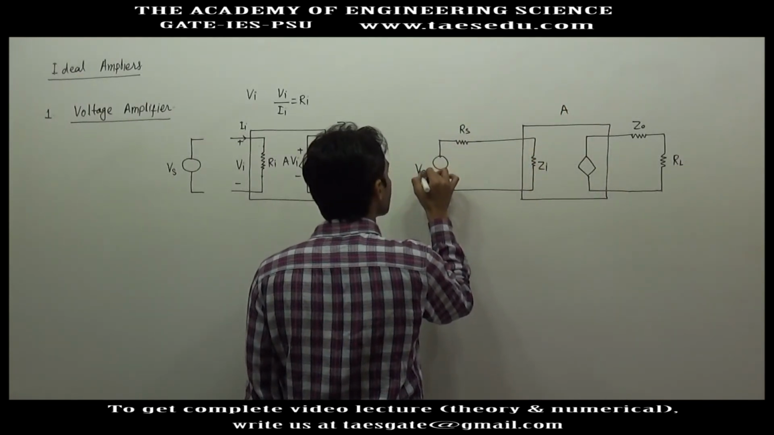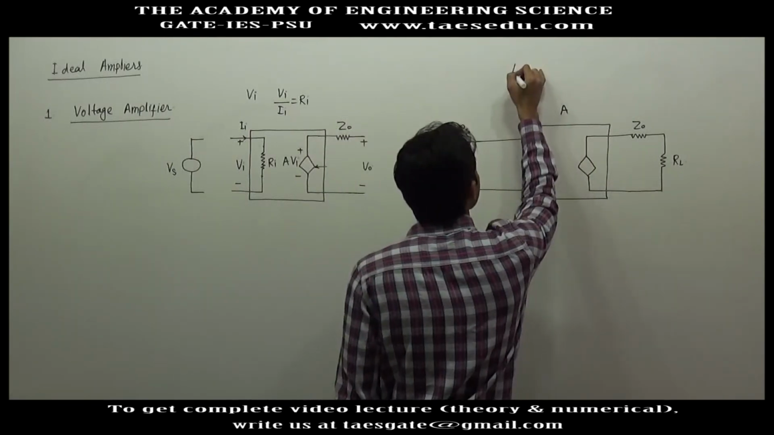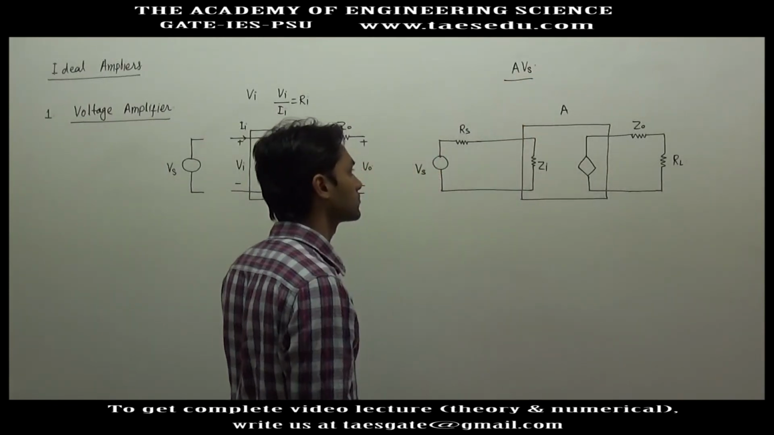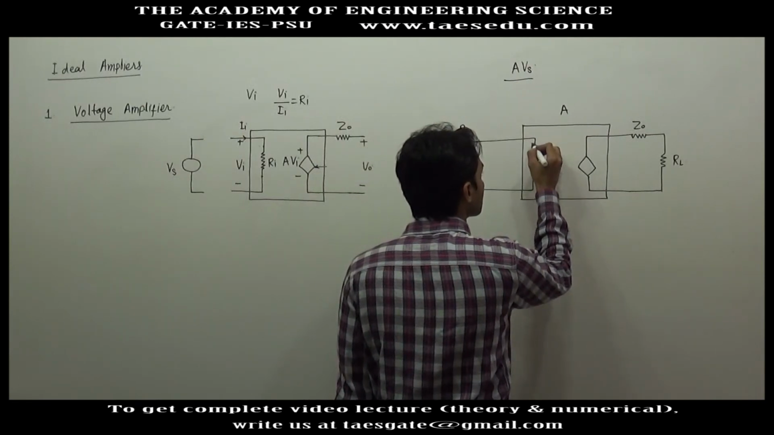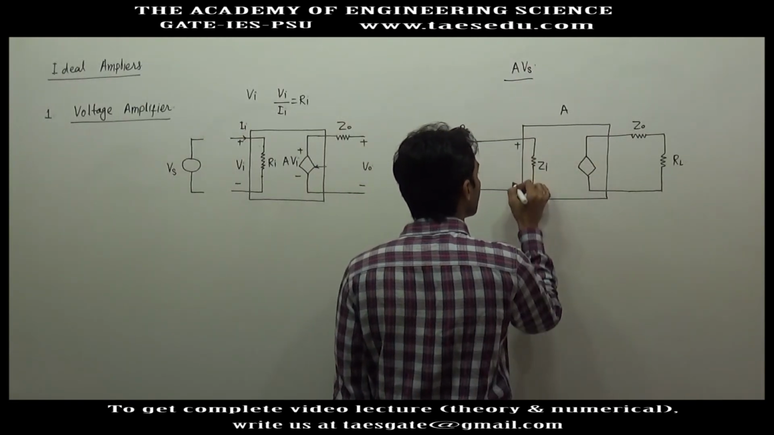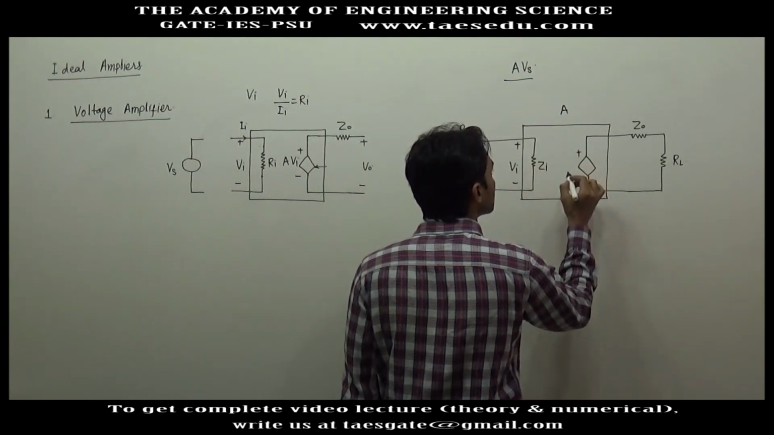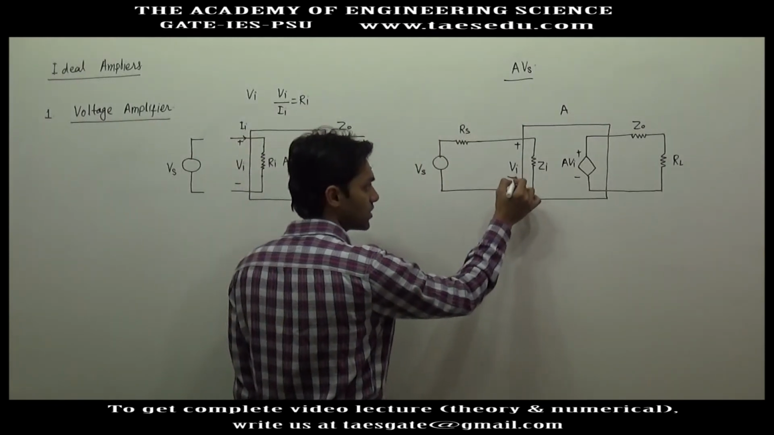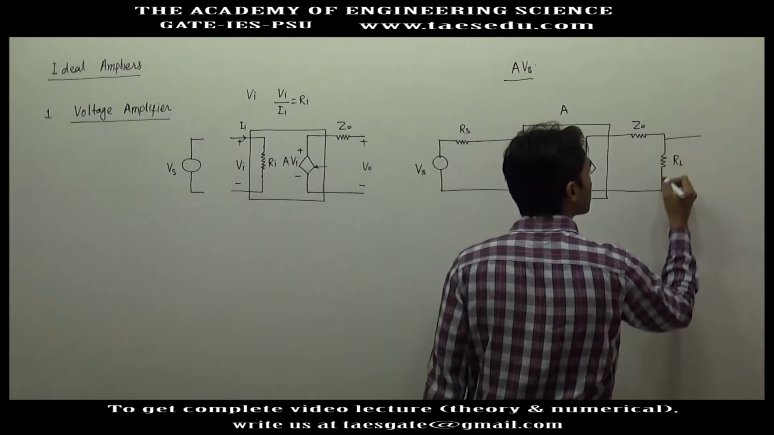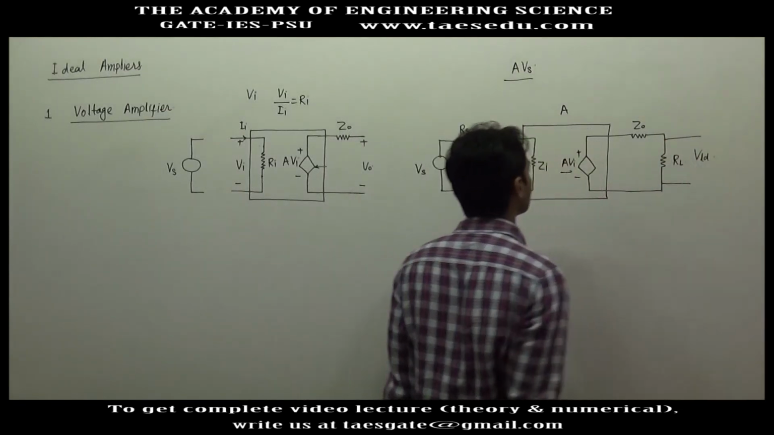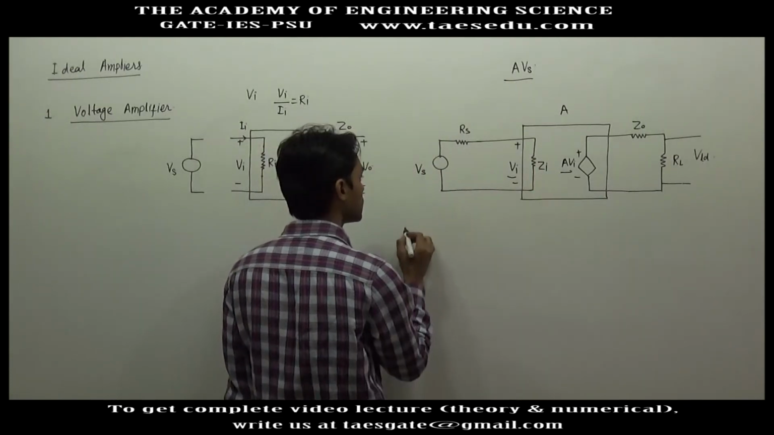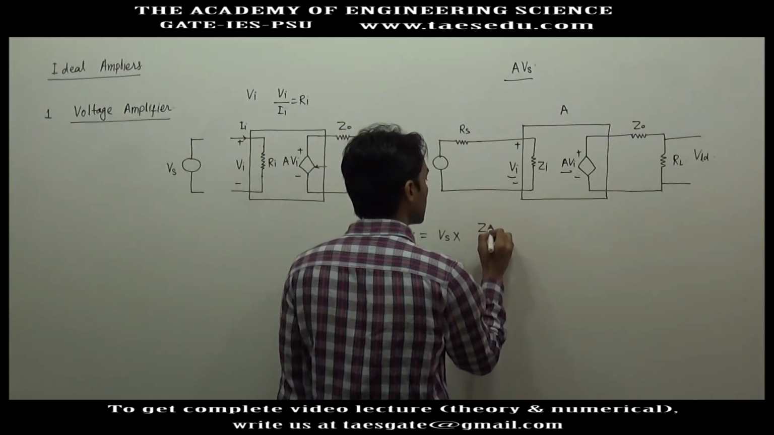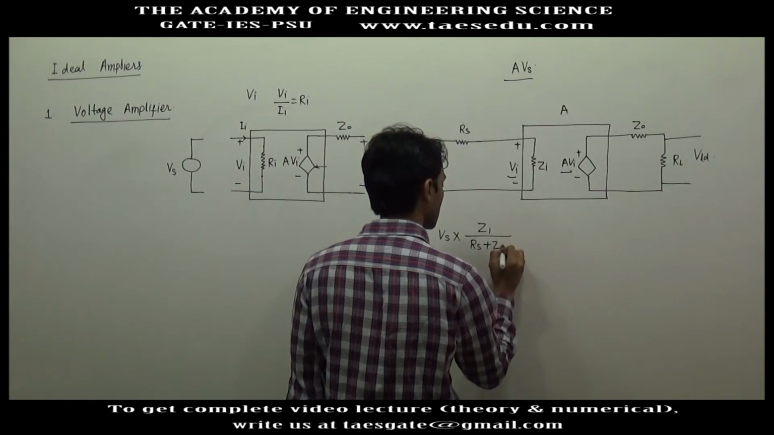If you have connected a voltage source Vs, in the output the expected result is A into Vs. This is the expected result. If this voltage is Vi, this voltage will be A into Vi. So first we will calculate Vi, then this voltage, and then the final output voltage VLD. So what will be this voltage drop, this voltage Vi? Vi will be Vs into Zi divided by Rs plus Zi.